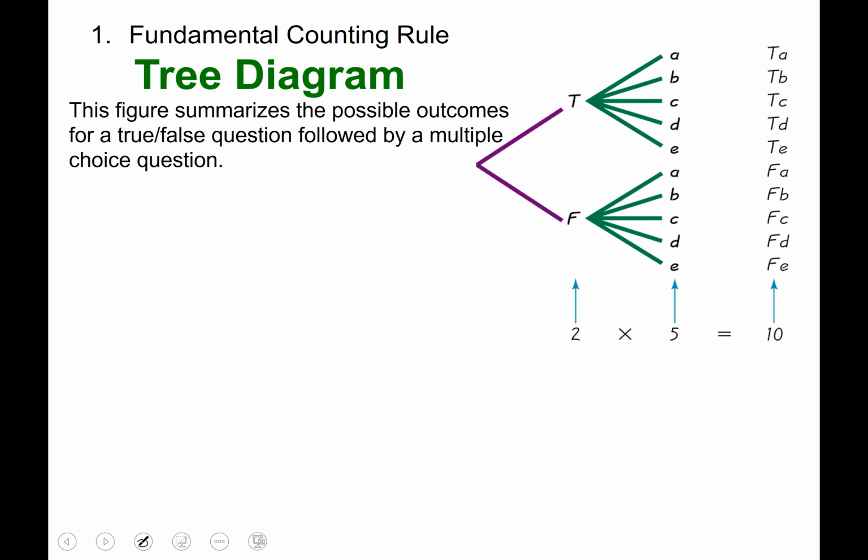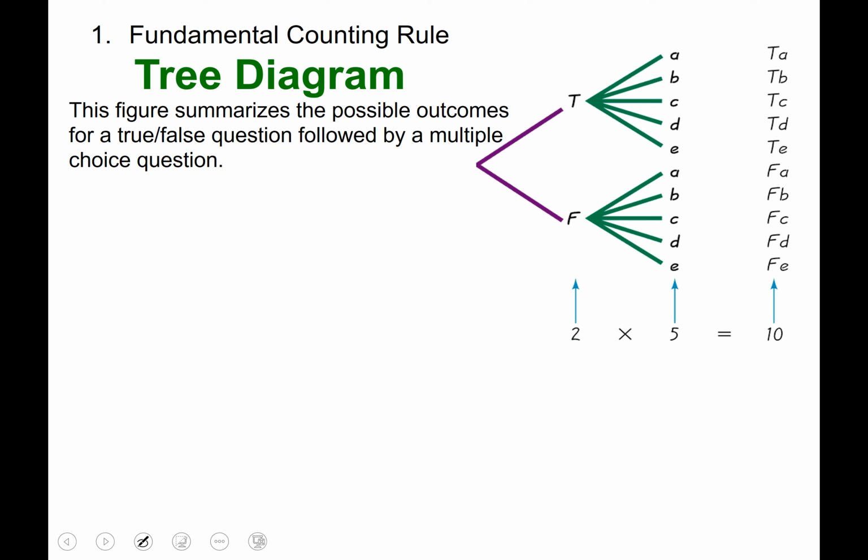All right, the first way we're going to learn to count, as if you didn't already know how to count, but there are different ways. It depends on what you're being asked to count. The first one is the fundamental counting rule, and the tree diagram here is a great display of it. This figure summarizes the possible outcomes for a true or false question, followed by a multiple choice question.